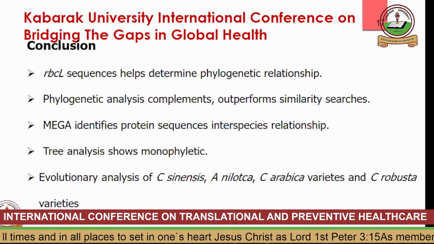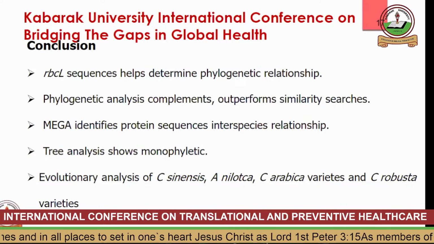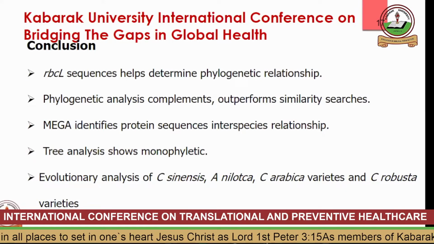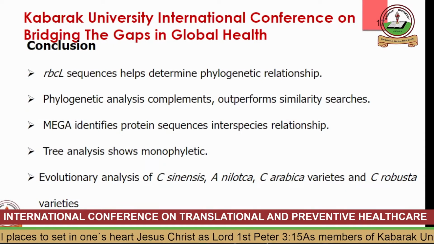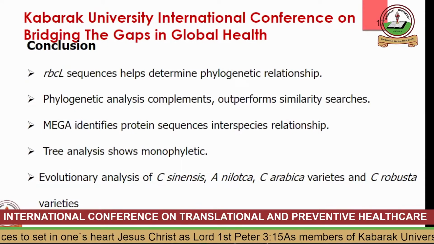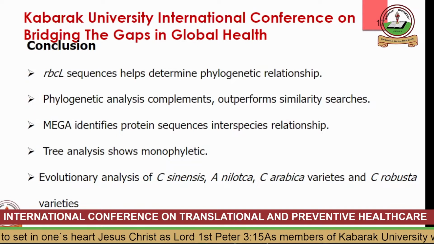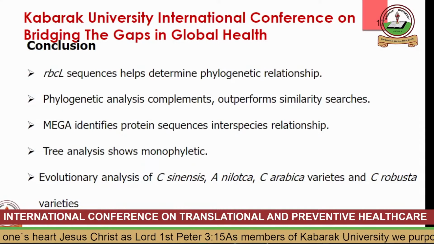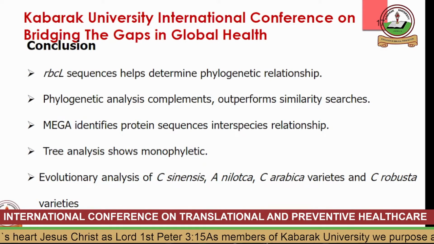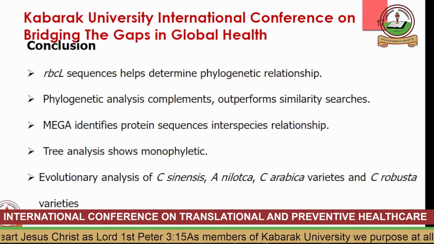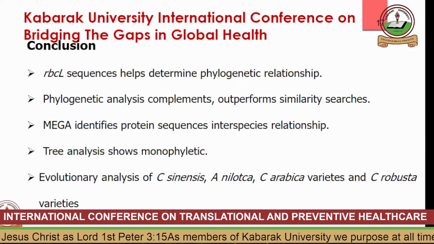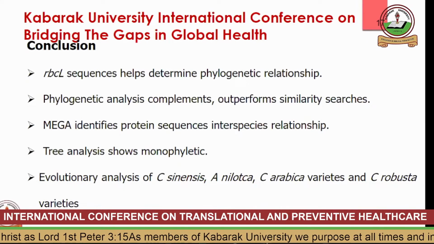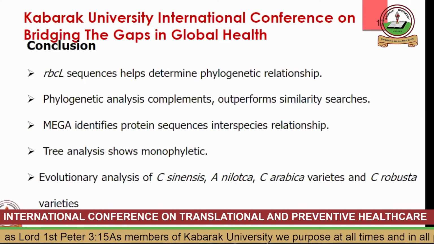So these three analyses that we looked at show that Coffea arabica and Acacia nilotica originate from the same common ancestor, and that's why we are saying they are monophyletic. And the recommendation of this study is that further work needs to be done on the phylogenetic analysis of Camellia sinensis, that is tea, Acacia nilotica, Coffea arabica varieties, and also Coffea robusta varieties. Thank you.